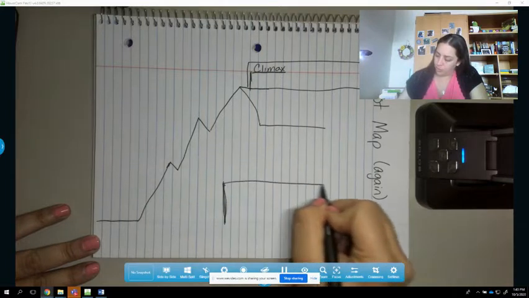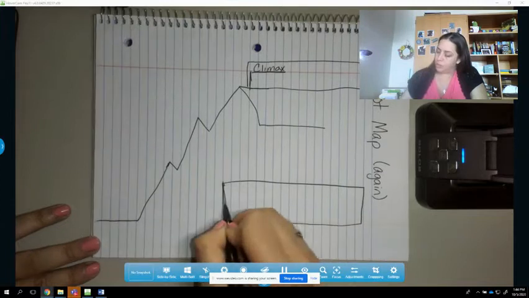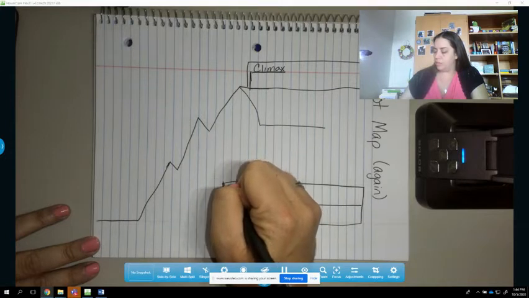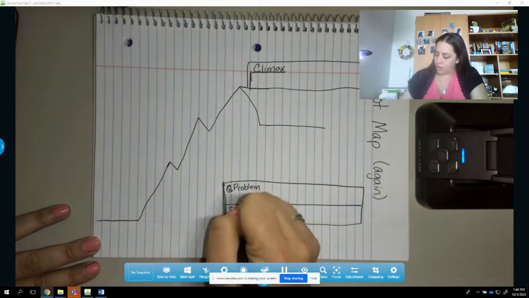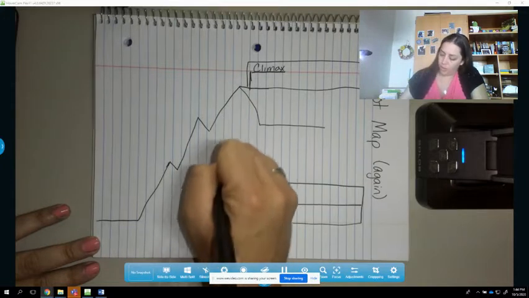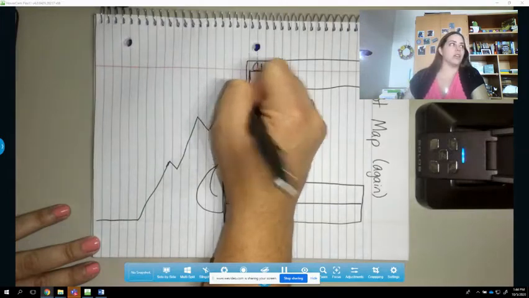Down here in the bottom right-hand corner, we're going to do our big rectangle and split it in half. We should have problem, and then we have our solution. And remember, where our problem and our solution meet up, that is our climax.